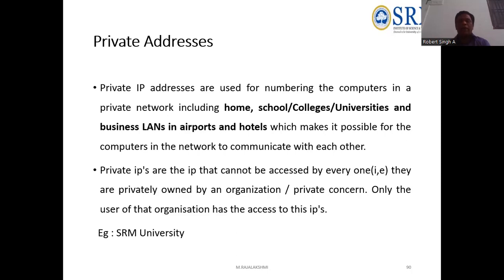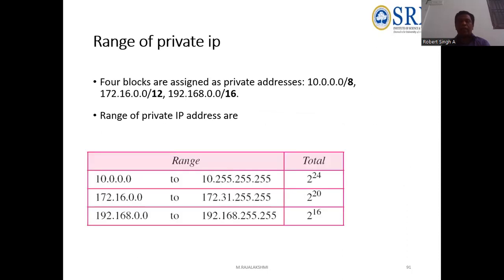An example of where private IP addresses are used is our university. The users within the SRM University can access the IPs within this university. The users from outside of the university cannot access these addresses. So, ranges of private IP addresses: there are 4 blocks assigned as private addresses, and the table given below gives the summary of the private addresses normally used.